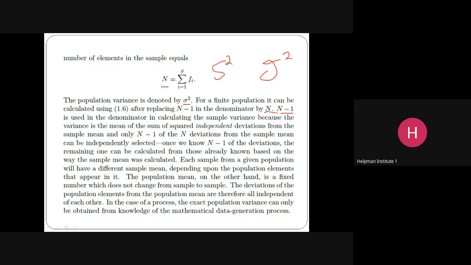Now, the population mean, on the other hand, is a fixed number which does not change from sample to sample, while the sample mean changes from sample to sample, which means if you take the mean of the whole population, it remains the same, constant. Whereas if you are taking the mean of individual samples, they vary from one to another. For each sample you take, you get a different mean, even though they are coming from the same population.